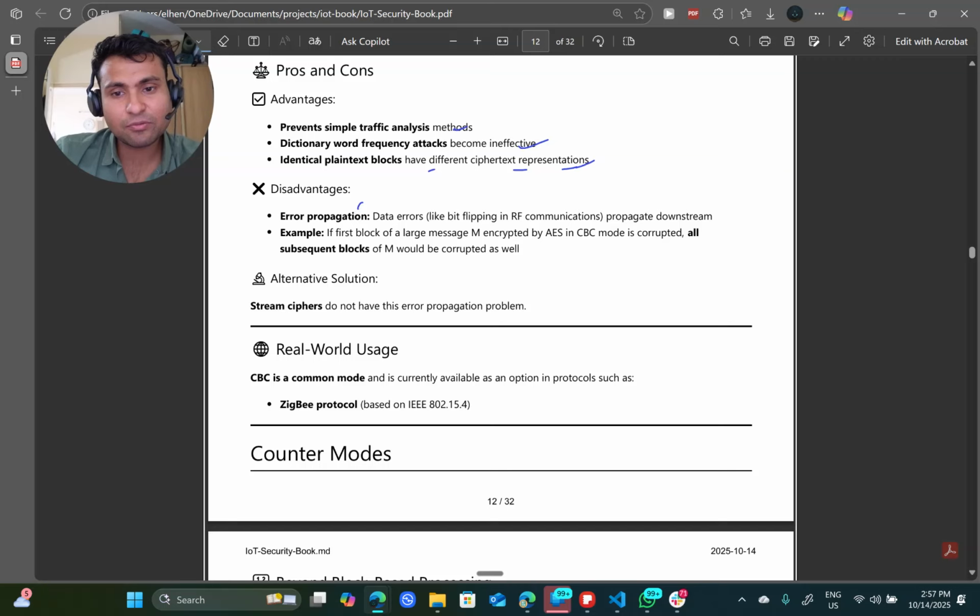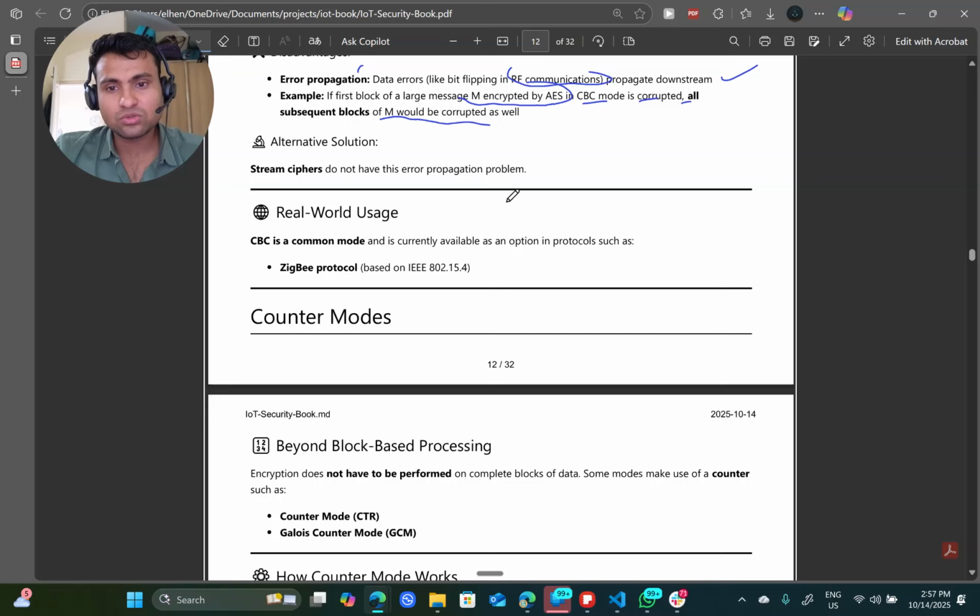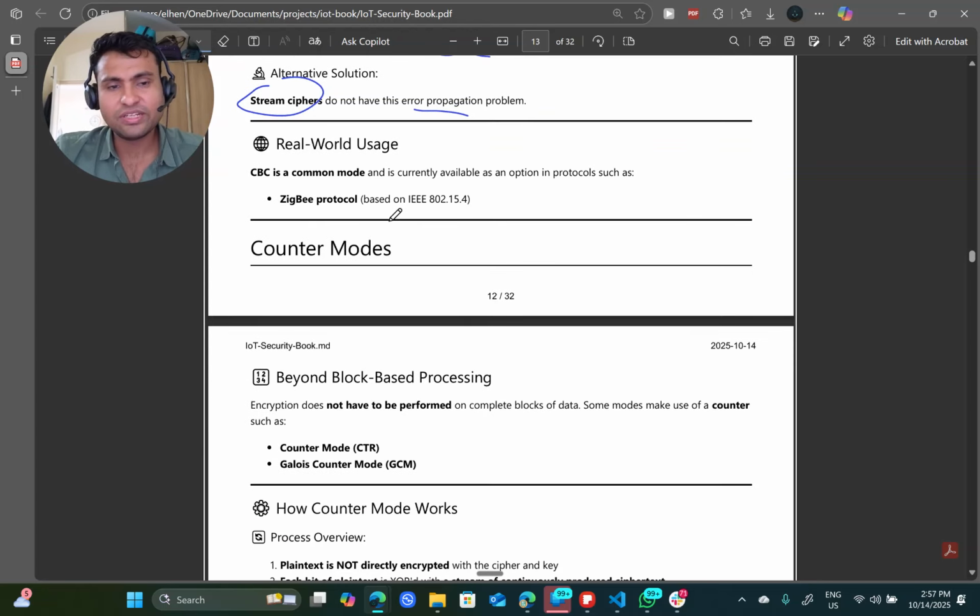Disadvantages are the error propagation. Data errors, like bit flipping in RF communications, propagate downstream. It's not just one ciphertext block which will get corrupted, all of it will get corrupted. So if the first block of a large message M encrypted by AES in CBC mode is corrupted, all subsequent blocks of M would be corrupted as well. For this, we use stream ciphers, and they do not have this error propagation problem. The real world usage of CBC is seen in the Zigbee protocols.